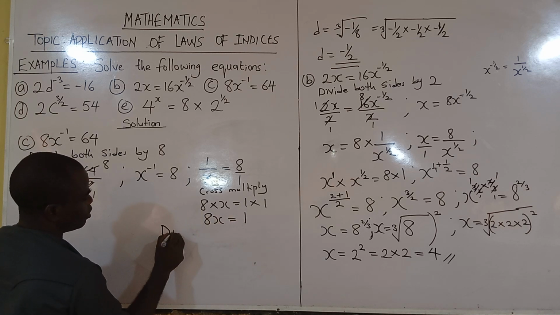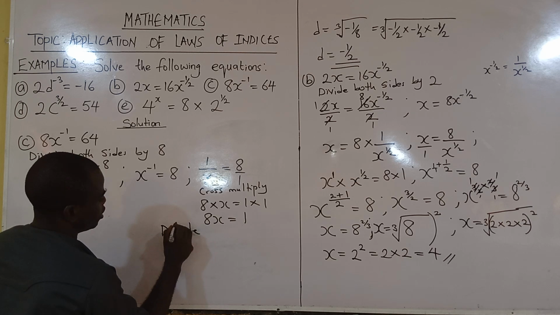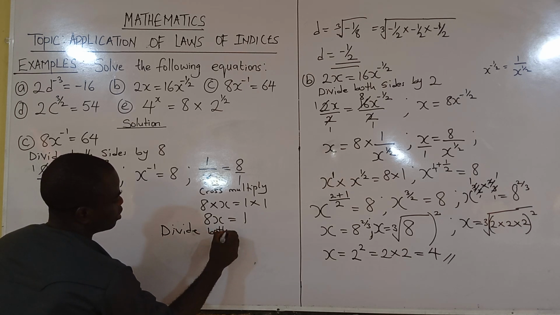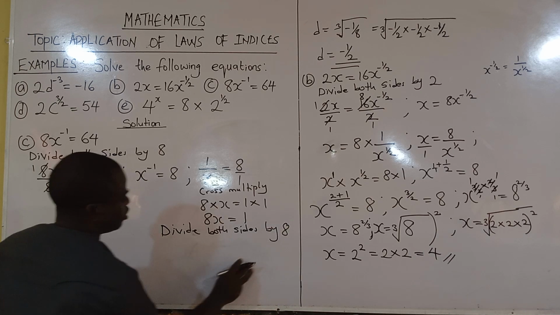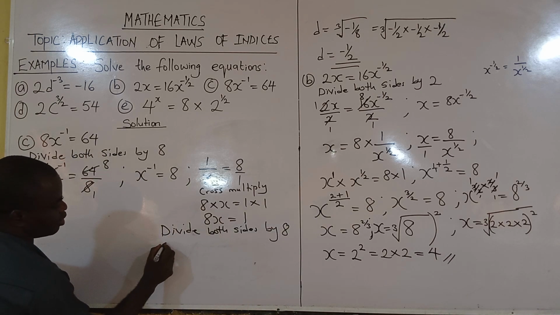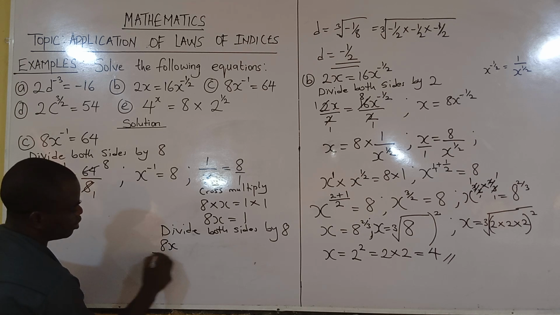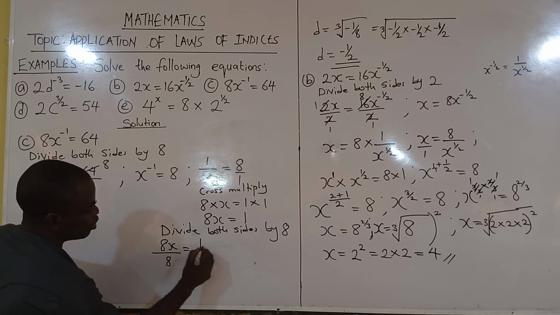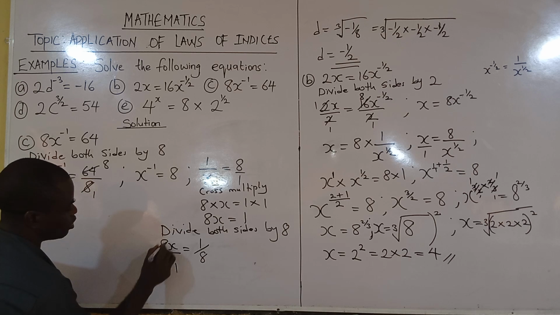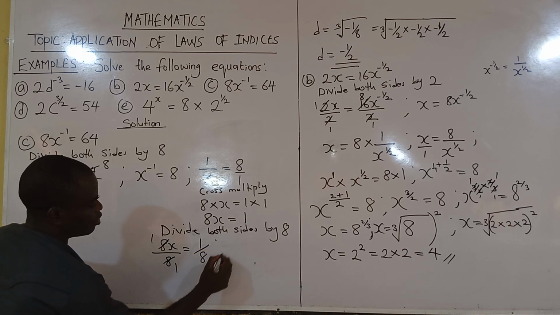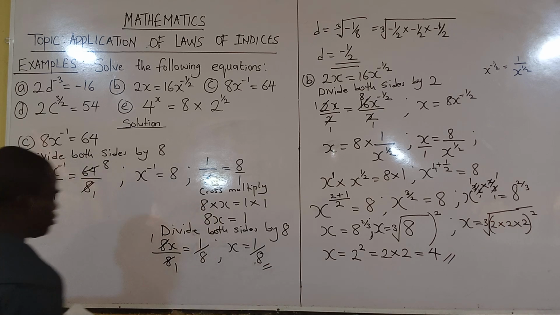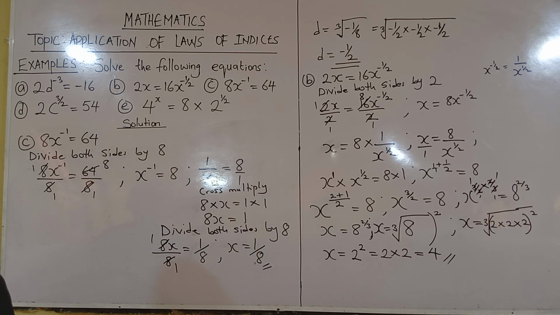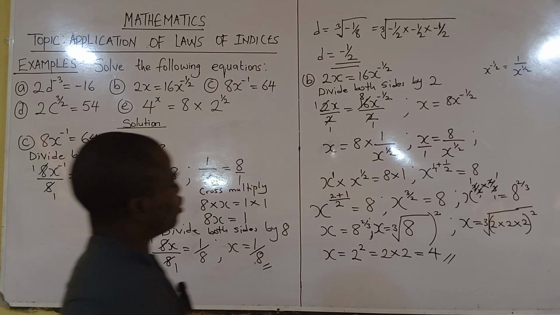Divide both sides by 8. You now have 8x divided by 8 equals 1 divided by 8. 8 here 1, 8 here 1. You are left with x equals 1 over 8. Now let's go to the D part of the question.